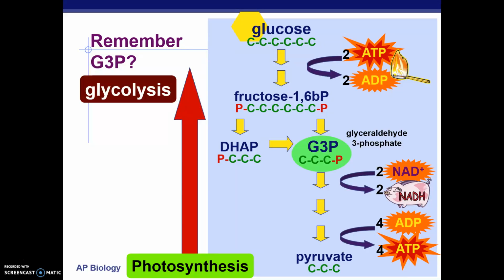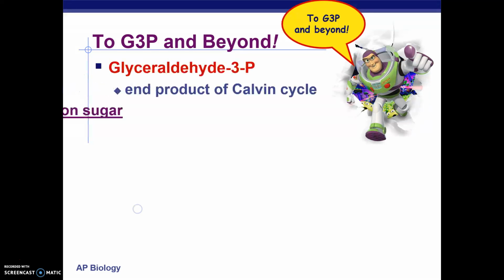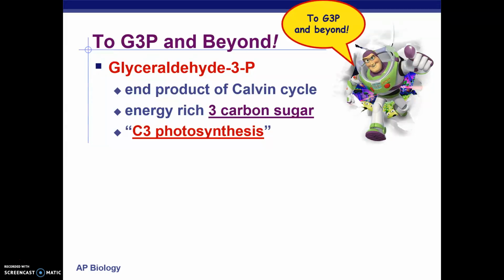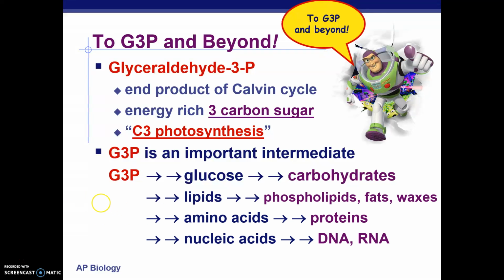During the Calvin cycle, we see that G3P is an intermediate, and G3P is basically a molecule which can be used to make any other macromolecule. So it's the building block molecule. It's a 3-carbon sugar and also the end product of the Calvin cycle. It's called C3 photosynthesis because G3P is a 3-carbon molecule. So here we see how G3P can be used to make any of the other 4 macromolecules.